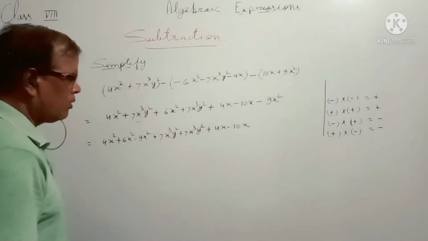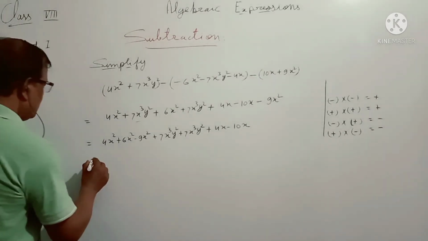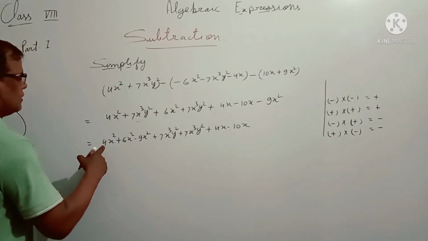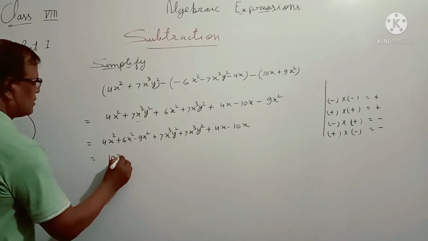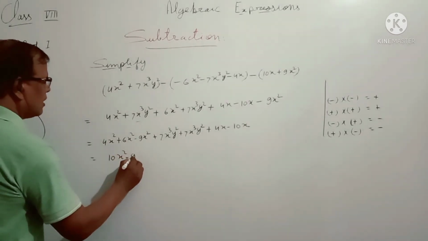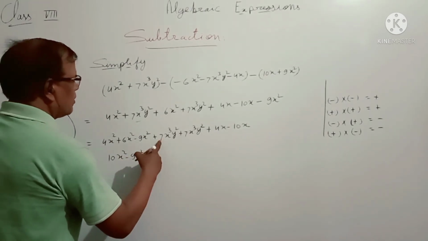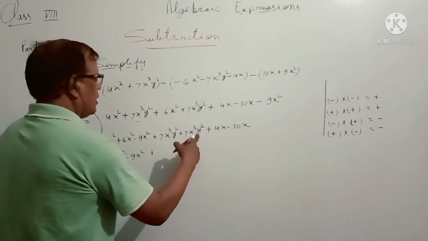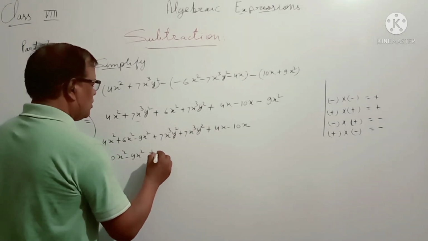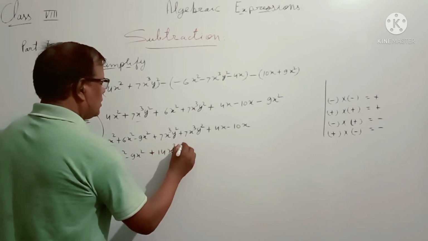Now we have written all the terms and arranged the like terms. Now we solve it. As 4 plus 6 is 10, 10x square minus 9x square. Then next, 7x cube y plus 7x cube y, so it will be 14x cube y square.